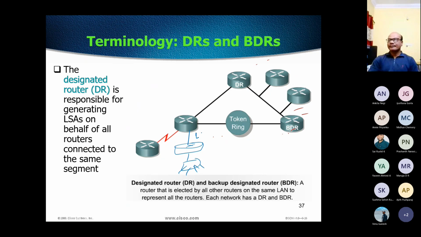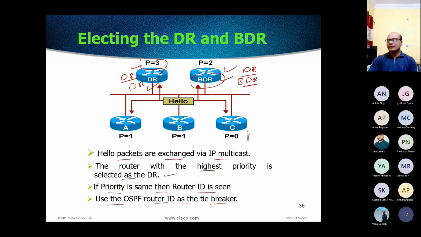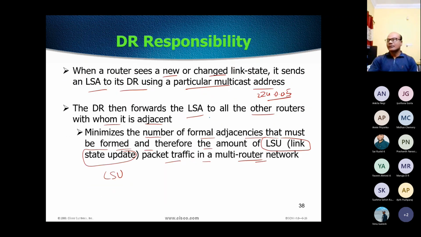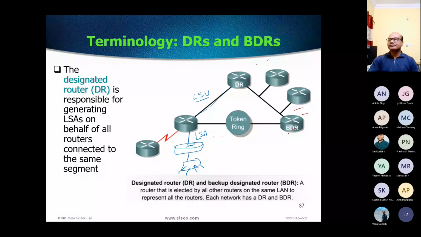Link state acknowledgement he has to send. A link state advertisement he has to send. So now this router will give the update by using this link. We'll call it your LSU, link state update. What is it talking about? You can see, it is talking about your link state update.